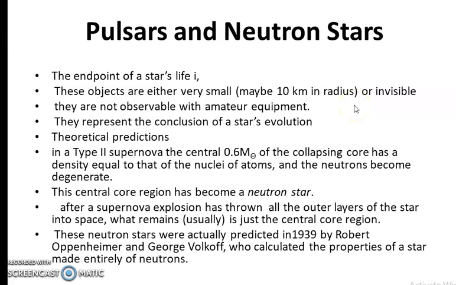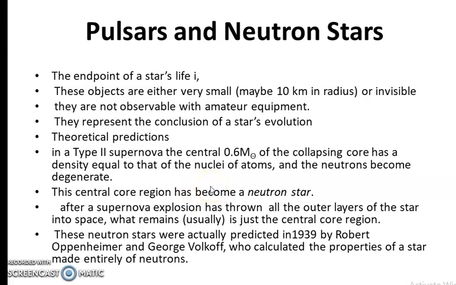Anyway, they are not observable with amateur equipments, but they represent the final stage of stars evolution, and their behavior can be seen from the theoretical predictions rather than the observations. So we have seen that in a type 2 supernova, the central 0.6 times mass of the sun neutron star is there. The collapsing star has a density equal to the nuclei of the atoms, and the neutrons become degenerate. And the central core is a neutron star.